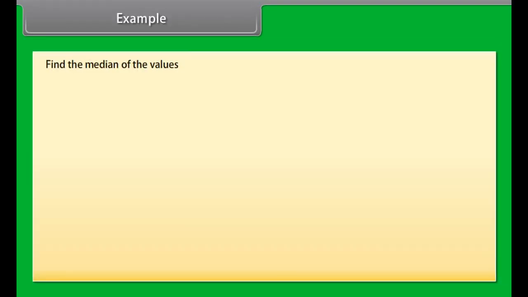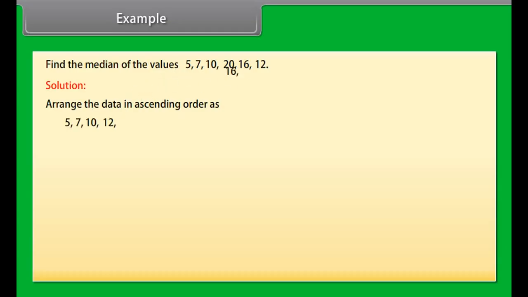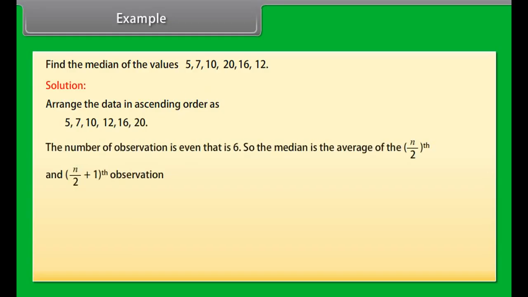Example: find the median of the values 5, 7, 10, 20, 16, 12. Solution. Arrange the data in ascending order as 5, 7, 10, 12, 16, 20. The number of observations is even, that is 6. So, the median is the average of the n by 2th and n by 2 plus 1th observation.